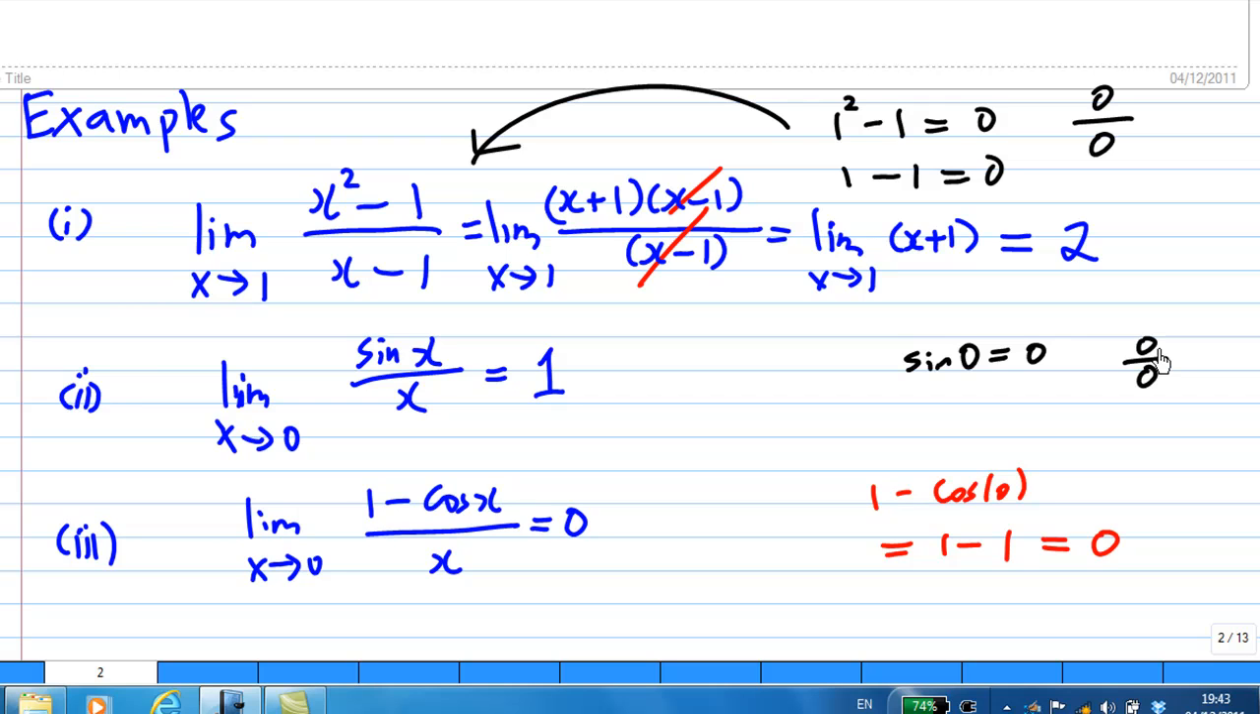Finally, (1 minus cosine x) over x when x approaches 0. Cosine 0 is 1. We know that 1 minus cosine 0 is equal to 1 minus 1, which equals 0. And therefore, you have a 0 over 0 case again. We already know beforehand that for (1 minus cosine x) over x when x approaches 0, the limit is 0. And the second and third results, you should memorize.